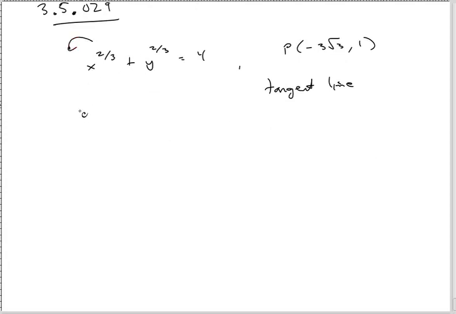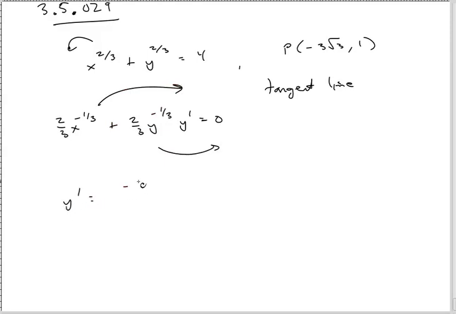Derivatives, I'm going to move this down. So I got 2/3 x to the negative 1/3. Same thing here, 2/3 y to the negative 1/3. Put a y prime in there, equals 0. Derivative of 4 is just a 0. I want to get y prime by itself because that's going to be my slope. Move this over and then divide. And so I got my y prime is equal to a negative 2/3 x to the negative 1/3 divided by 2/3 y to the negative 1/3.